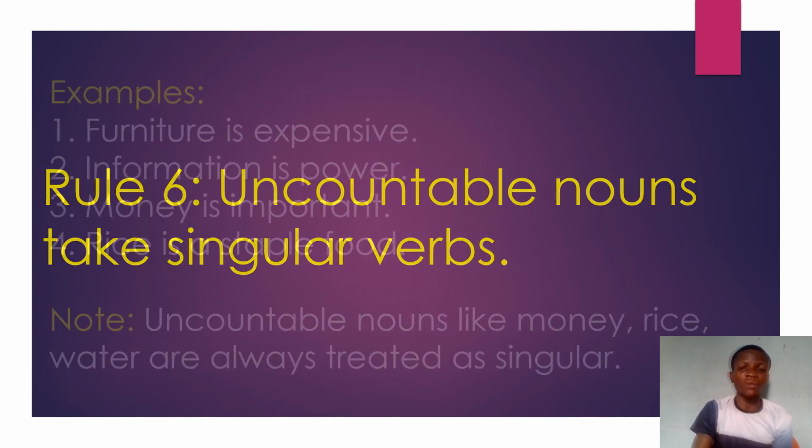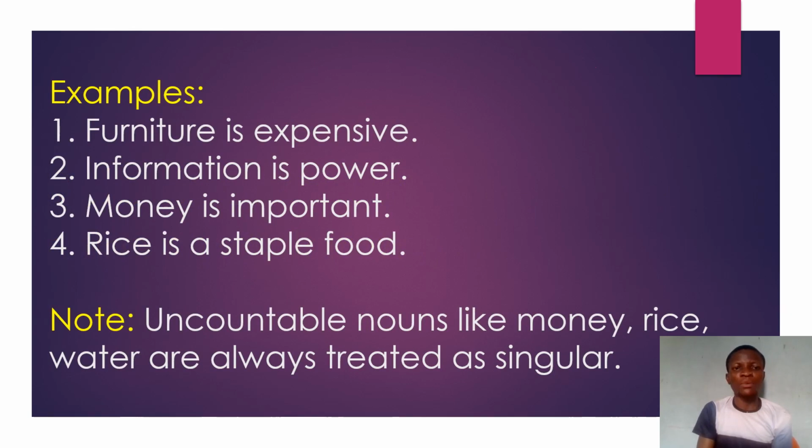Okay, let's continue. Examples: Furniture is expensive. Furniture is an uncountable noun. Information is power. Information is an uncountable noun. Whenever you see an uncountable noun, you must use a singular verb with it. The formula is: information is power. Money is important. Money is uncountable. Rice is a staple food. These are examples of uncountable nouns.